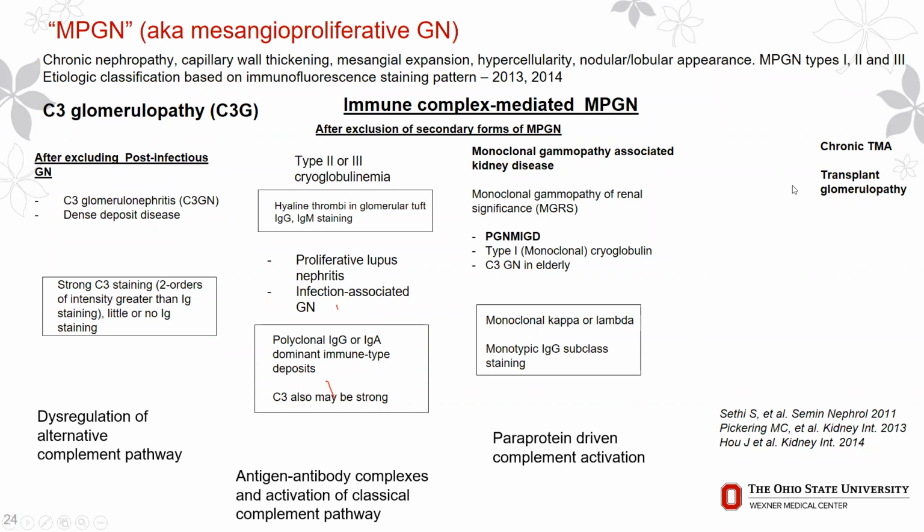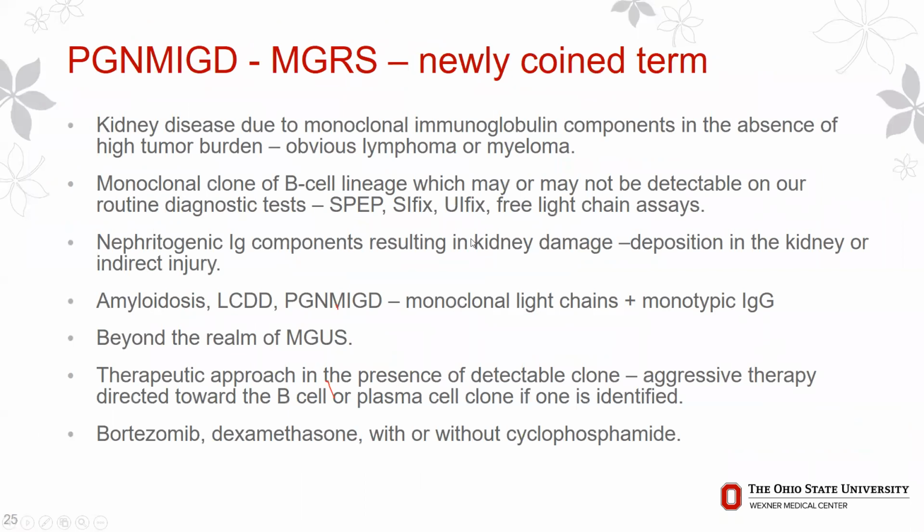I've just put here two conditions which also can show an MPGN pattern, like chronic thrombotic microangiopathy and transplant glomerulopathy in transplants. It's not really related to this, but the glomerular pattern or glomerular appearance can look very similar. So I don't want to go into huge details of each disease because I can't do that in an hour, but just a few things for the fellows.